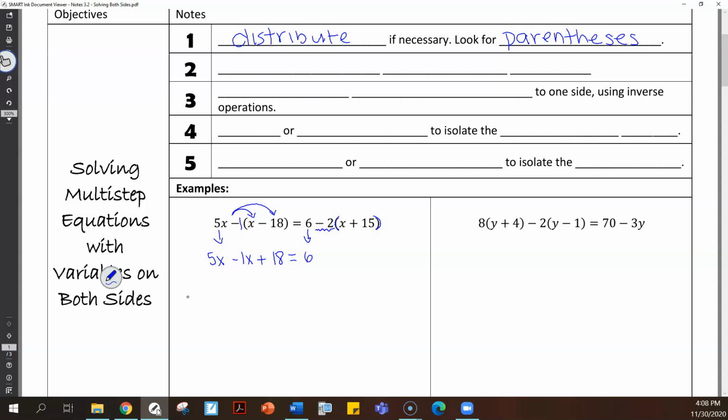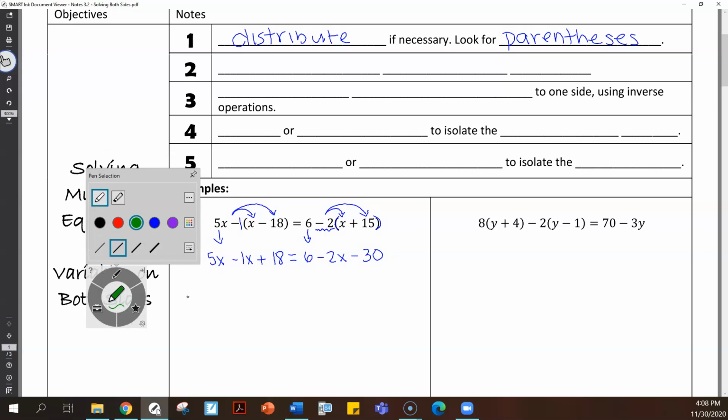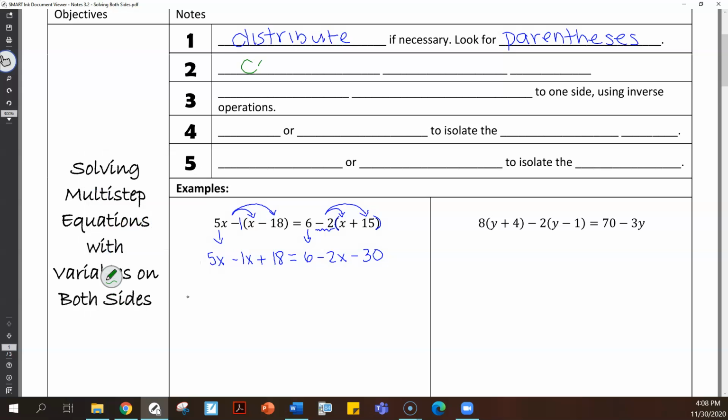Then I'm going to distribute -2 times anything inside those parentheses. So -2 times x is -2x. -2 times 15 is -30. And now my parentheses are gone, and I can move on to my next step. Step 2 is to combine like terms.